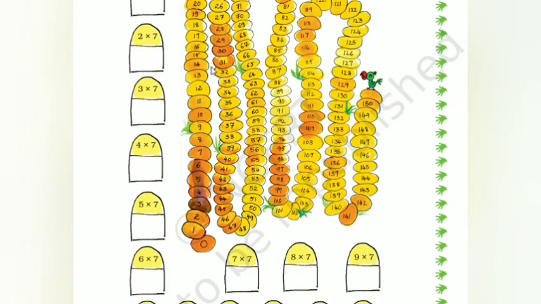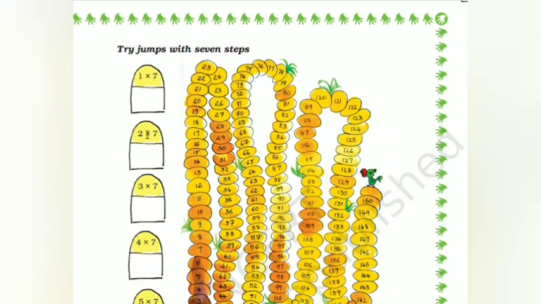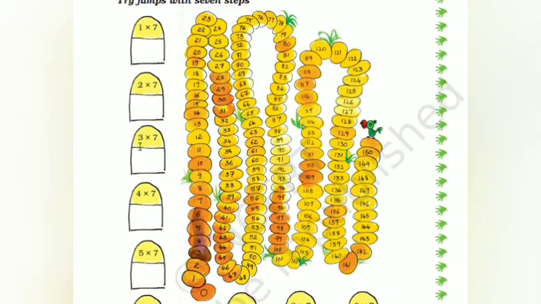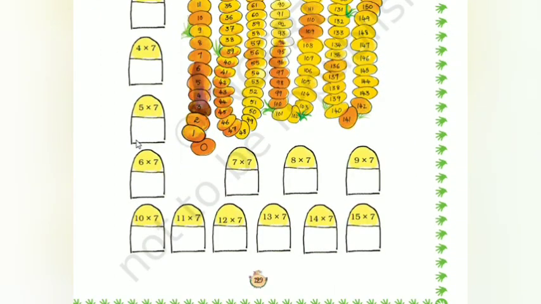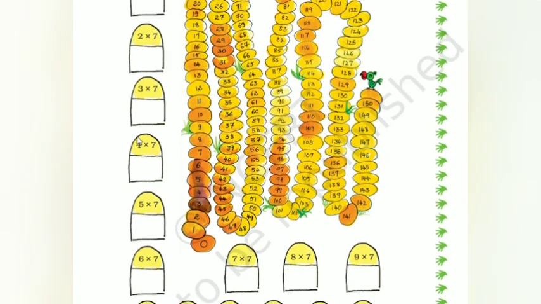That is what is given here. A ring is given here. A chain is given here. What do we have to do? Into 7, that is 7 steps. If a bird is jumping 7 steps, where will it reach? That we have to mark.